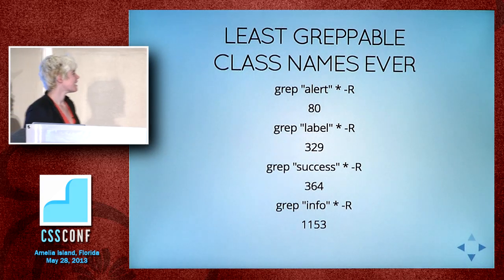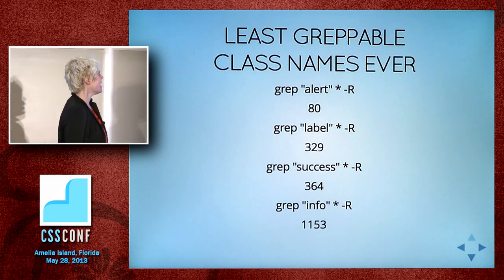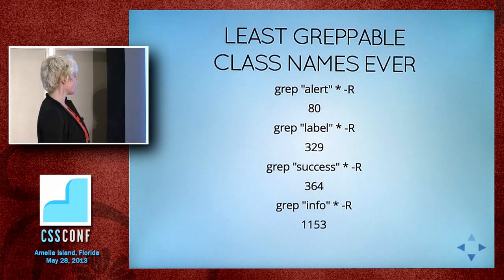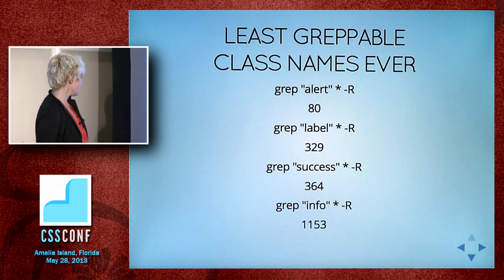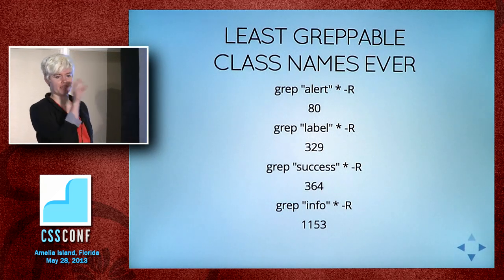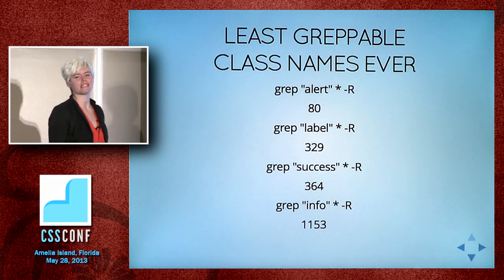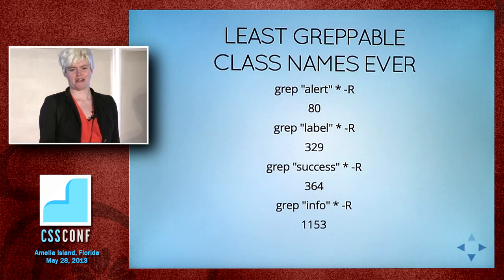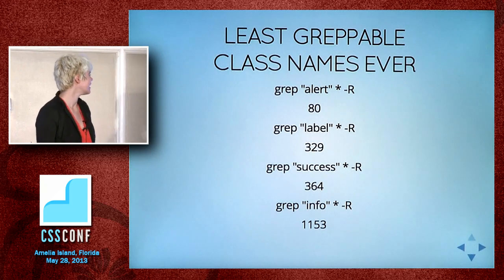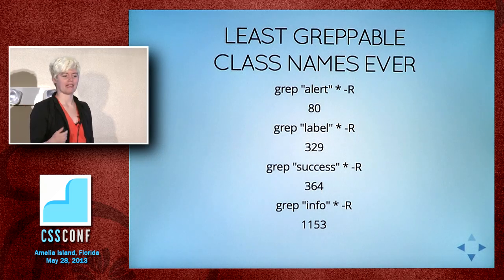And of course, Bootstrap does not have very greppable class names, right? Try looking for alert across your code base. I found 80. But try looking for info, because it was button info, their V1 class name. 1,000 places is where info is mentioned, because info is kind of a generic thing that we use everywhere, right? So these were not very easy to grep for, and I'm like really bad at grepping, right?